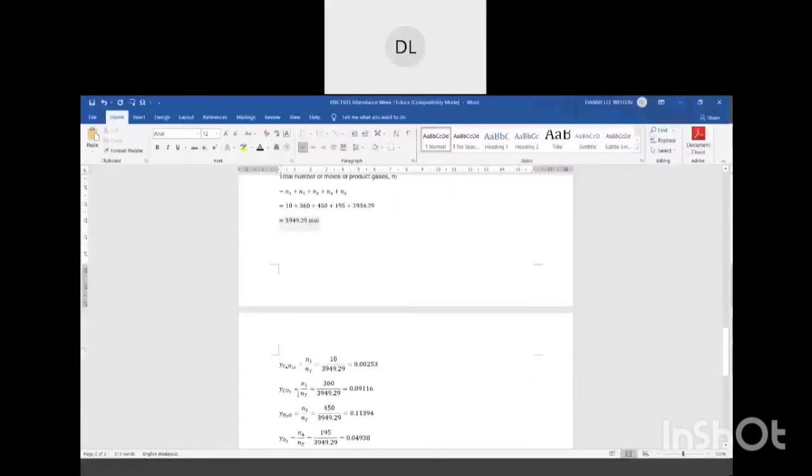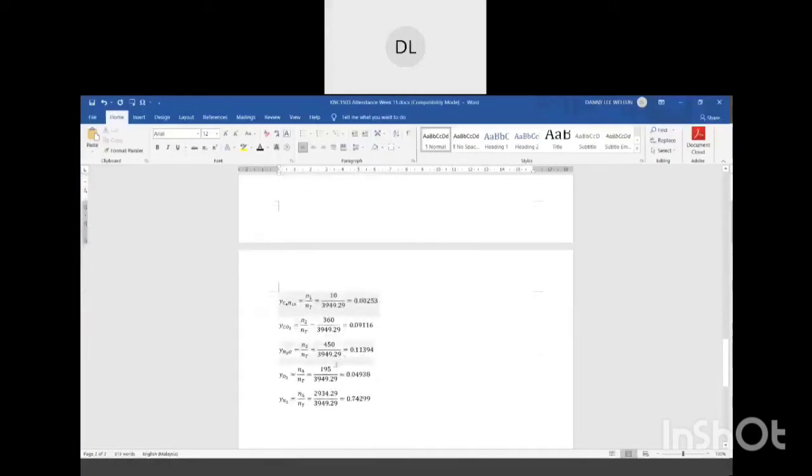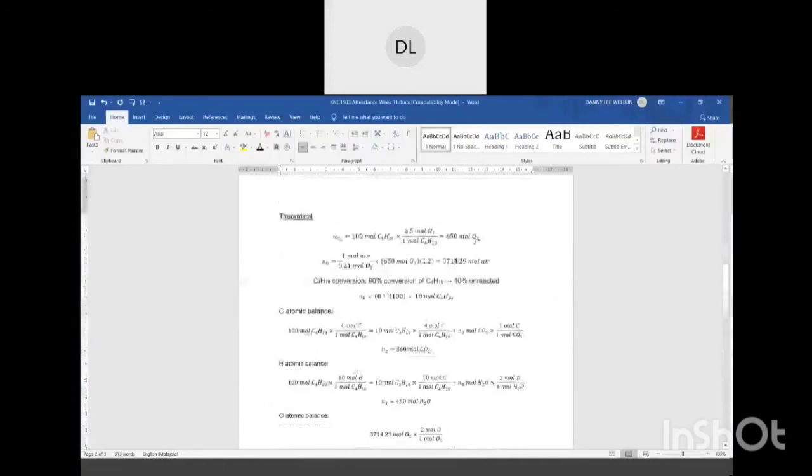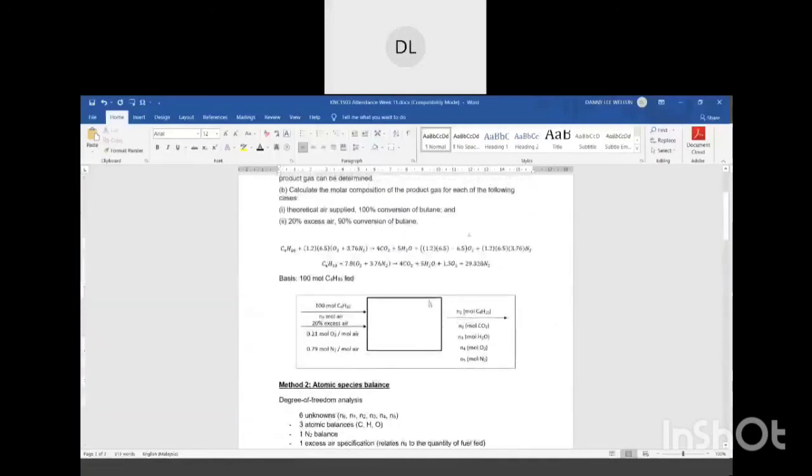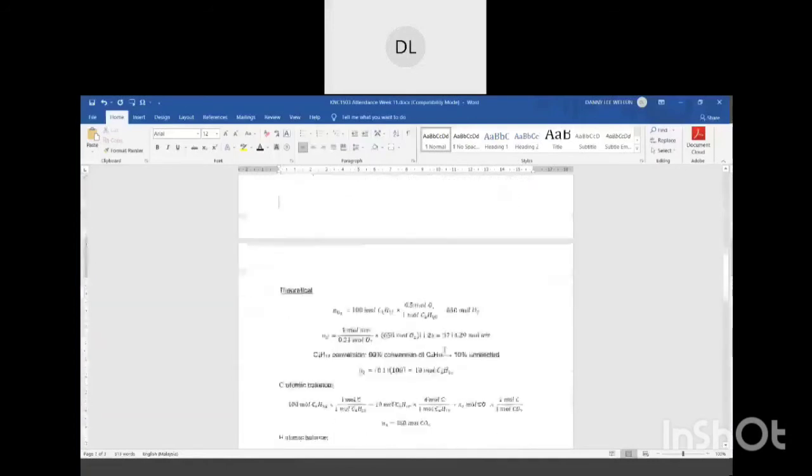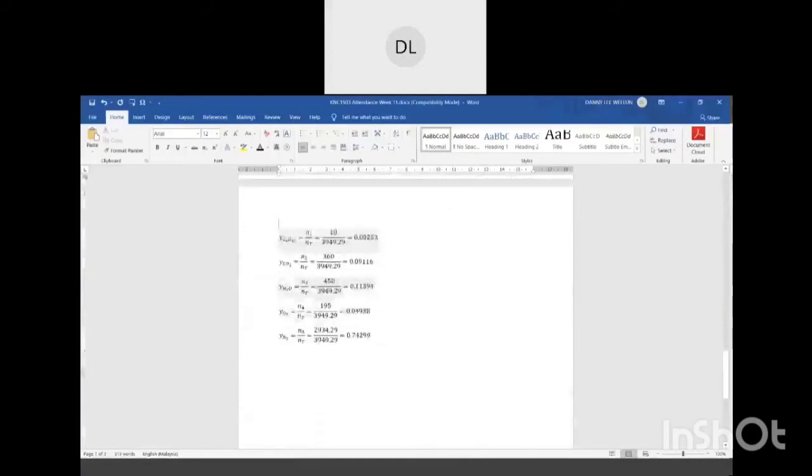So to count the chart, you need N1 over N total. So you get as mentioned above.